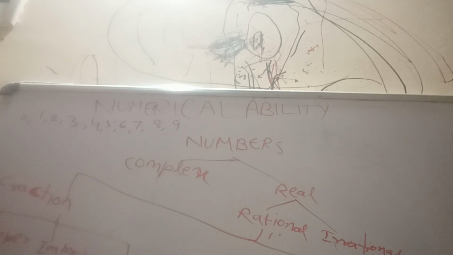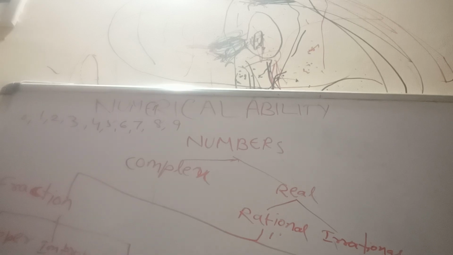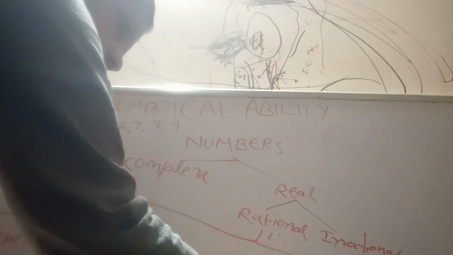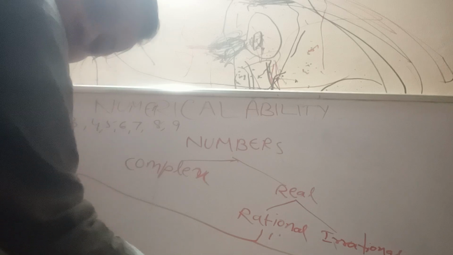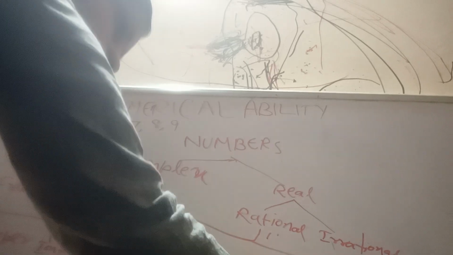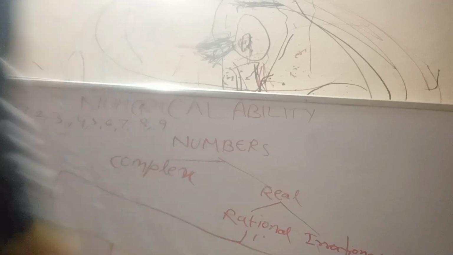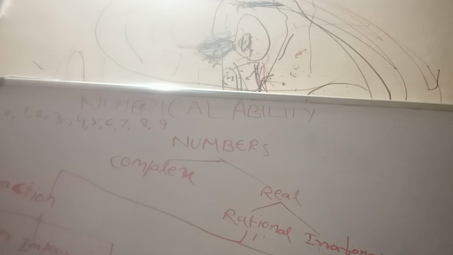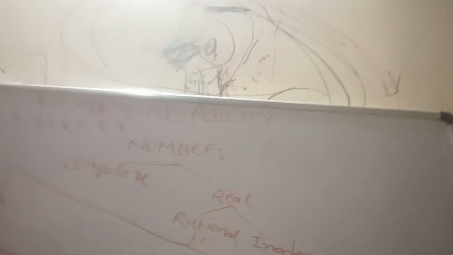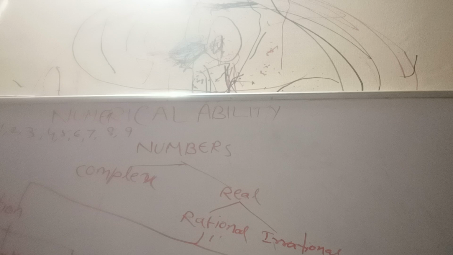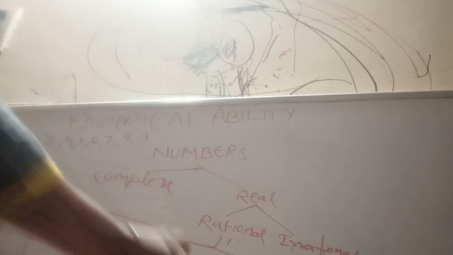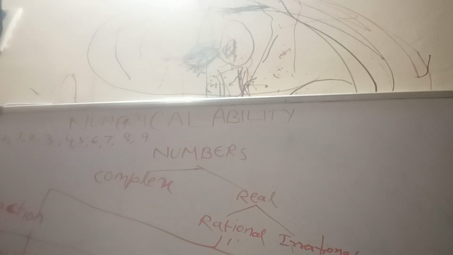Integer is divided into two parts. One is whole, another is negative. Whole number can be divided into two parts. That is natural and another is zero.